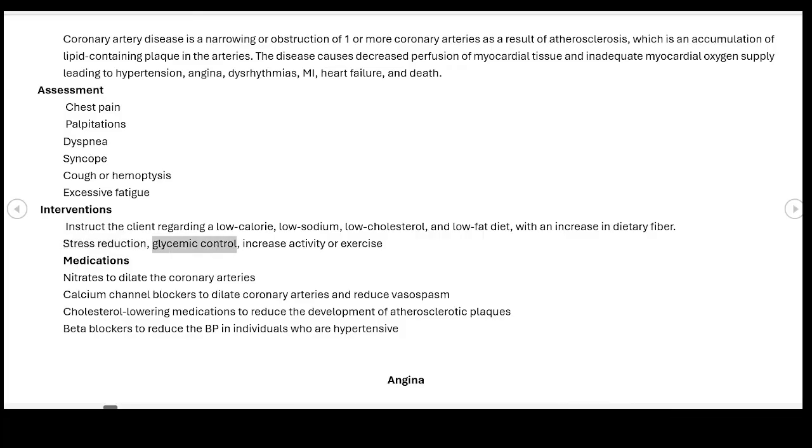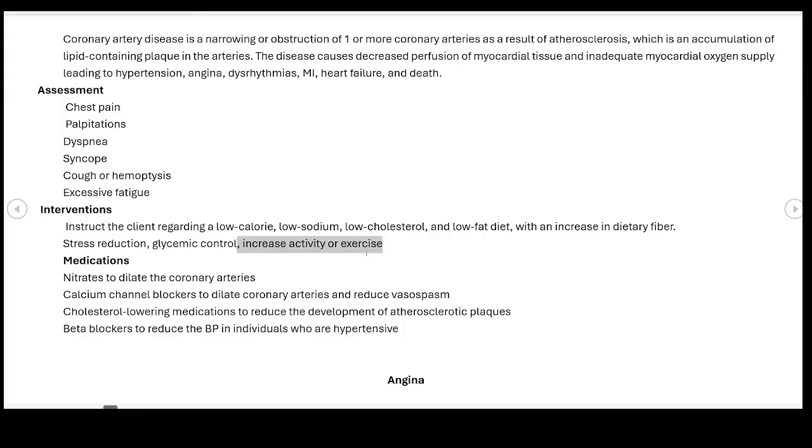Then you have to learn to control your blood glucose. If the person is diagnosed with diabetes, you need to make sure that the glucose levels are being controlled. If not, they risk getting CAD.